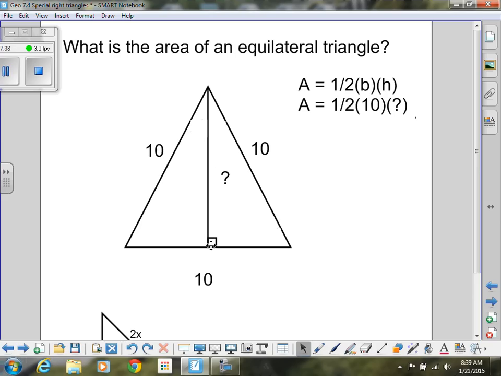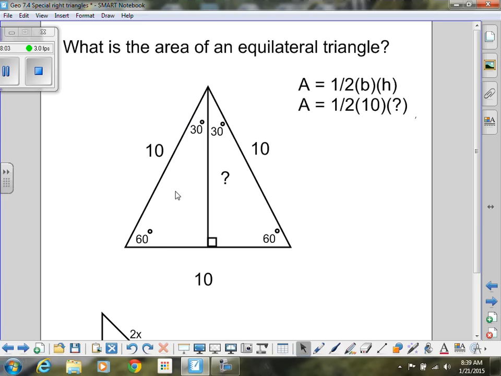So notice that the height, the altitude of an equilateral triangle, is going to cut this triangle into 2 congruent triangles. So what does that mean? Well, we know in an equilateral triangle, all the angles are 60. All right, this is 60, this is 60, and this whole angle up here is 60. But if I cut it into 2 equal parts, then that angle gets bisected. So that's going to be 30, and that's going to be 30.